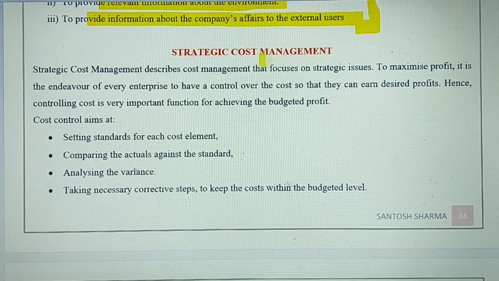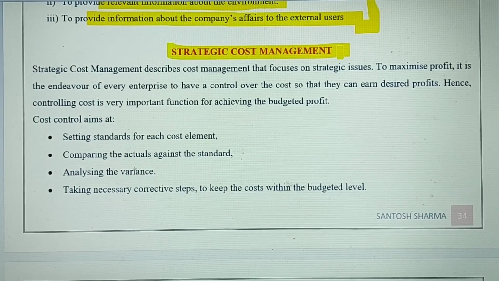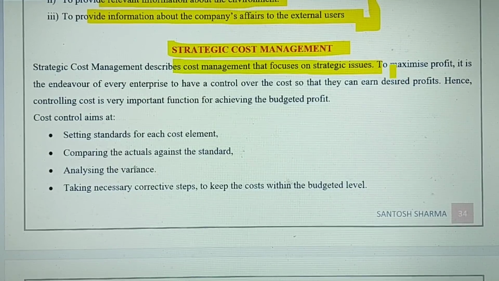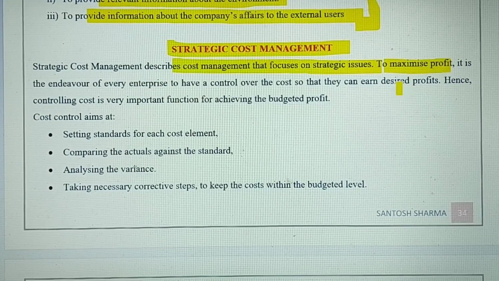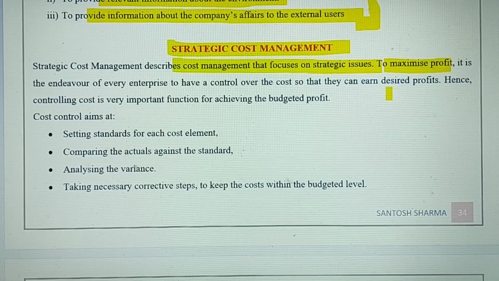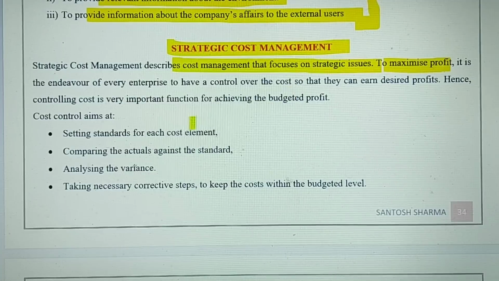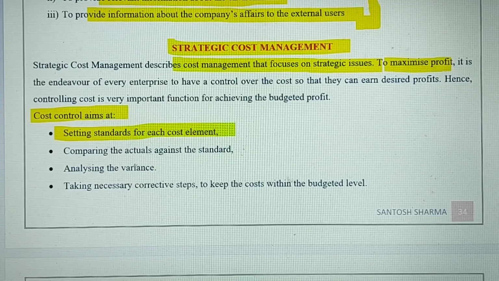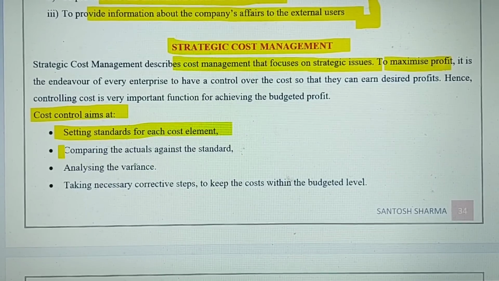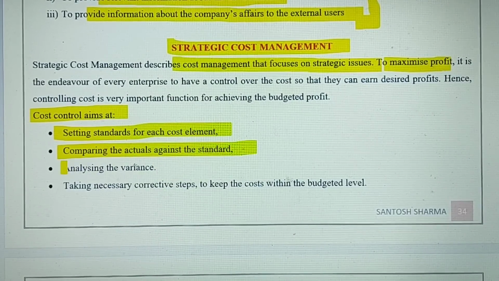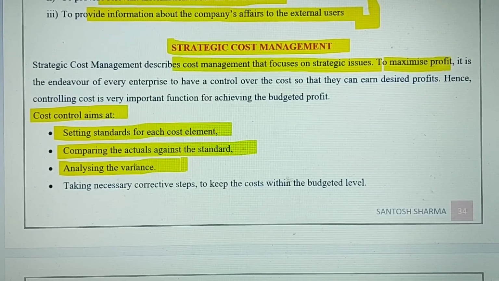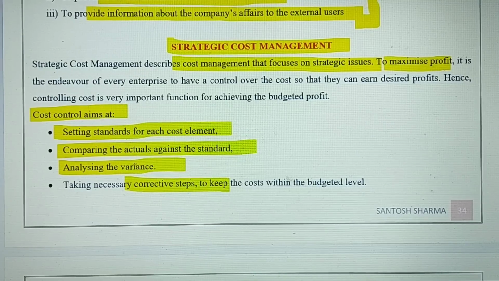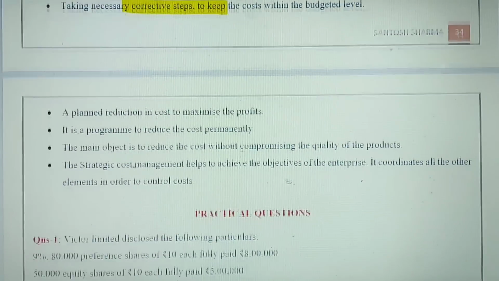Okay, the next concept is strategic cost management. Now, it describes the cost management that focuses on strategic issues, that is, to maximize profit basically, and to grow and expand the business. And the other thing is to control the cost. To control the cost, basically it sets standards for each cost element, compares the actual with the standards, then analyzes the variance or the differences, and takes corrective actions to rectify those differences. So this is what strategic accounting is about.